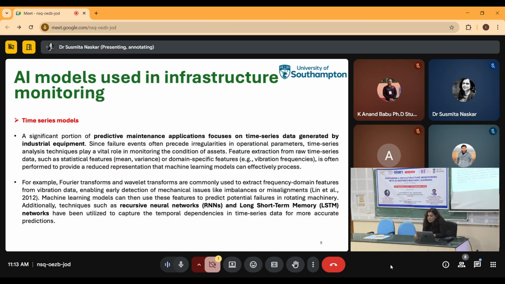Beyond classical feature engineering, we now also have deep learning approaches. Techniques like the recurrent neural network, called an RNN, and the long short-term memory network, called an LSTM, are also important compared to time series regression models. They are particularly powerful because they capture temporal dependencies in the time series data, which improves the prediction accuracy.